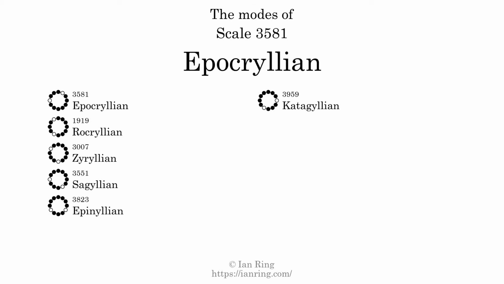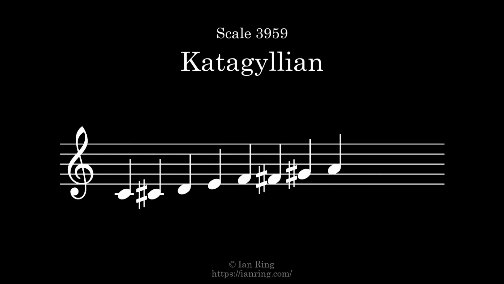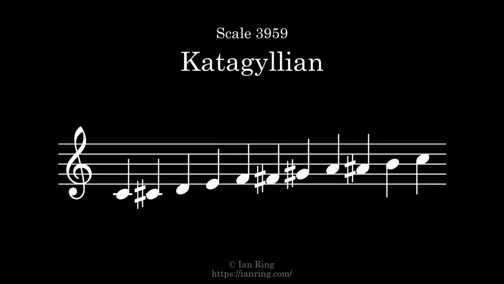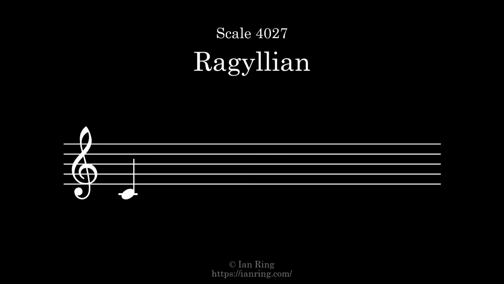The sixth mode is scale 3959, also known as Heteromorphism. It sounds like this. The seventh mode is scale 4027, also known as Heteromorphism. It sounds like this.